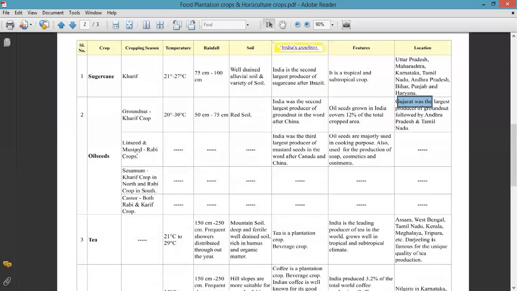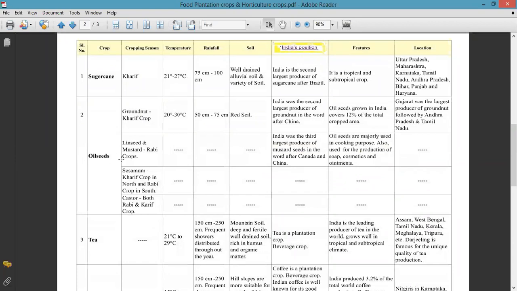Next, about mustard and linseed. It's a rabi crop. Rabi crop means it generally grows between the middle of October and March. Here, there is no special information about temperature, rainfall, and soil. It means it is not temperature dependent, not rainfall dependent, and not dependent on soil fertility. It can grow wherever. But anyhow, all crops require rainfall or water at the time of seeding or sowing. After that, most crops may not need water facility.